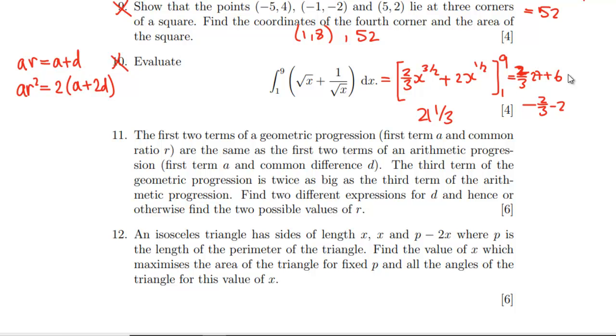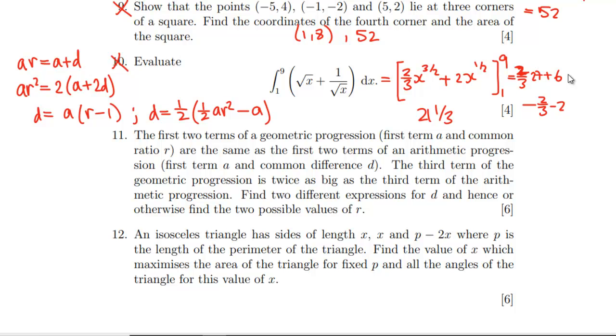So, right, well, what are we doing? Find 2 different expressions for D. Well, we just rearrange these 2 things for D. So D equals A times R minus 1. And then we've got that D is going to be equal to, well, we're going to have a half on the outside. We'll have a half AR squared minus A.